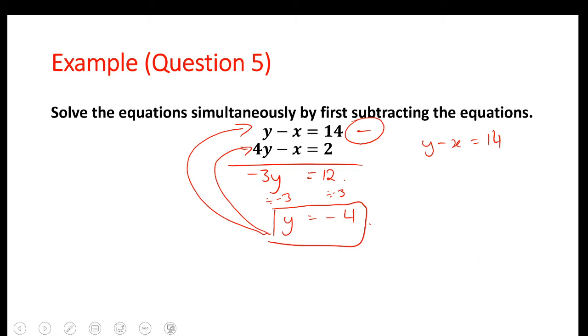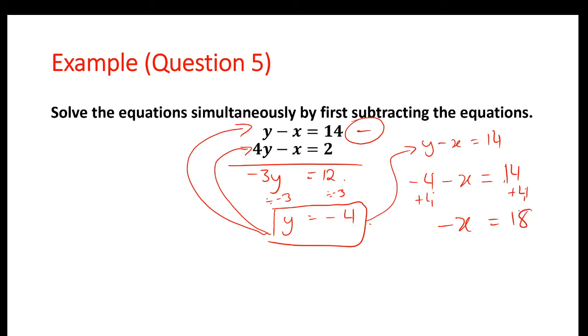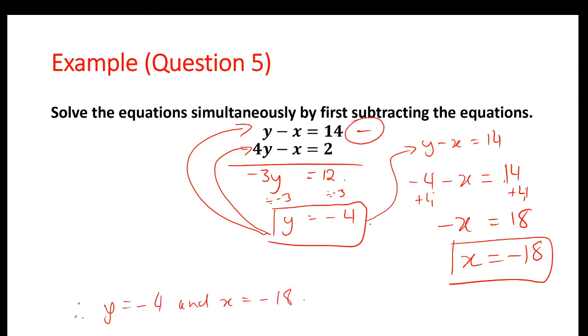Okay, so y minus x is equal to 14. So let's substitute the y is equal to minus 4 into that equation. We get minus 4 minus x is equal to 14. Now we've got minus 4 minus x, so the opposite of minus 4 is plusing 4, so plus 4 and plus 4. Okay, so that leaves me with minus x is equal to 18. So if minus x is equal to 18, then that must mean that x is equal to negative 18. And there's my final answer. So therefore, y is equal to minus 4 and x is equal to minus 18.